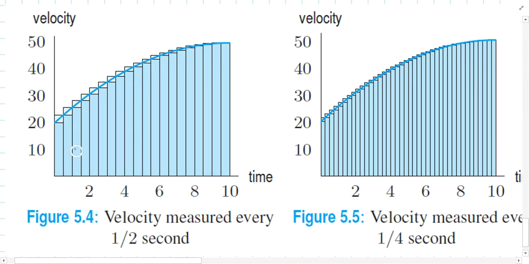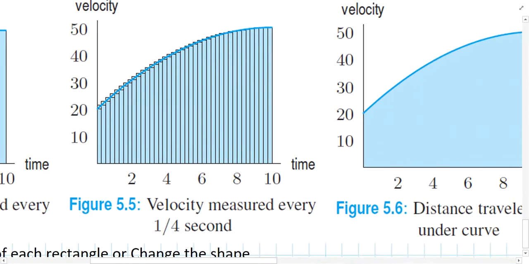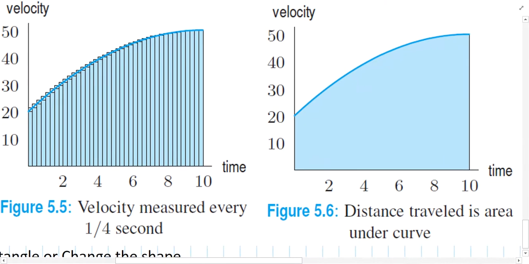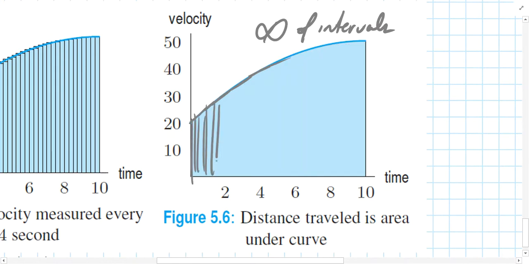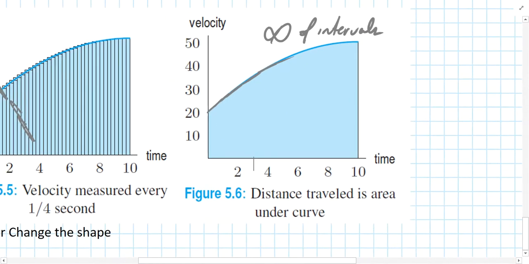This chart shows what the graph might look like if we took our velocity measurements every half of a second or every quarter of a second. And if we could record an infinite number of times, so an infinite number of intervals. Again, I apologize for the ink that keeps disappearing, but if we had an infinite number of intervals, well then we would have virtually no rectangles at all. We'd have essentially an infinite number of vertical lines whose areas represent the area underneath the curve.